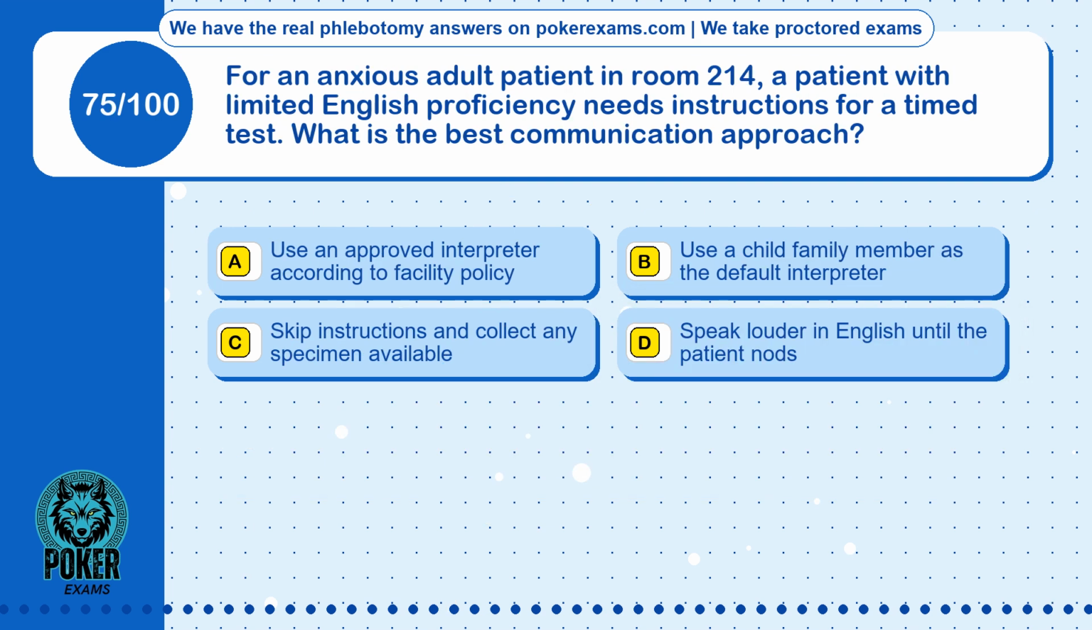Question 75. For an anxious adult patient in room 214, a patient with limited English proficiency needs instructions for a timed test. What is the best communication approach? Option A, use an approved interpreter according to facility policy. Option B, use a child family member as the default interpreter. Option C, skip instructions and collect any specimen available. Option D, speak louder in English until the patient nods.